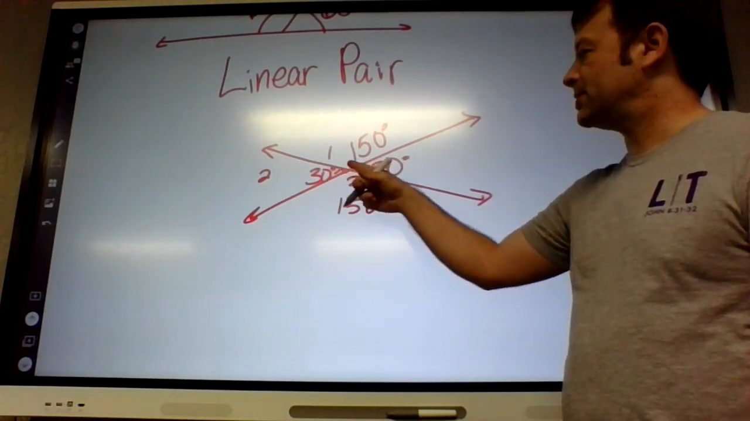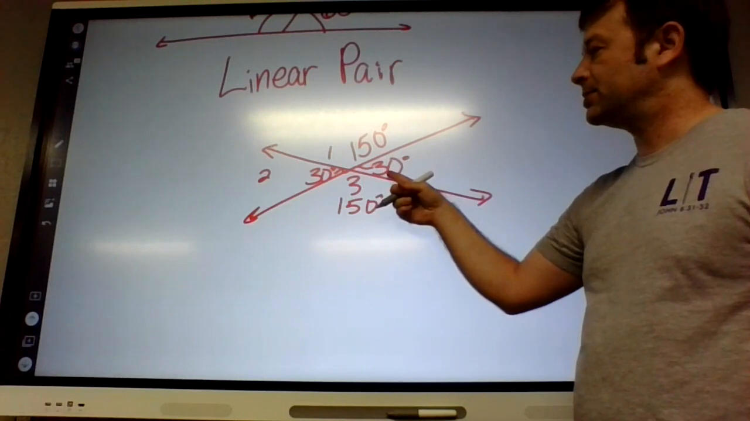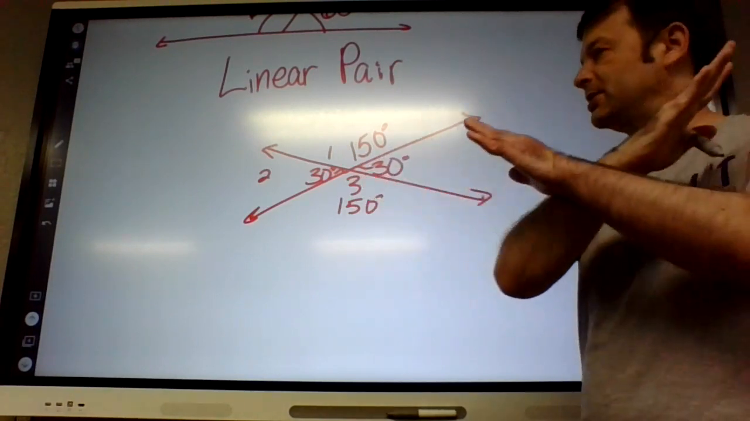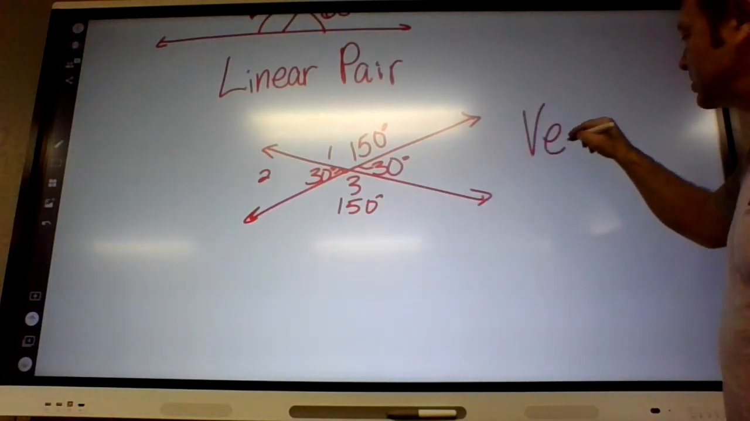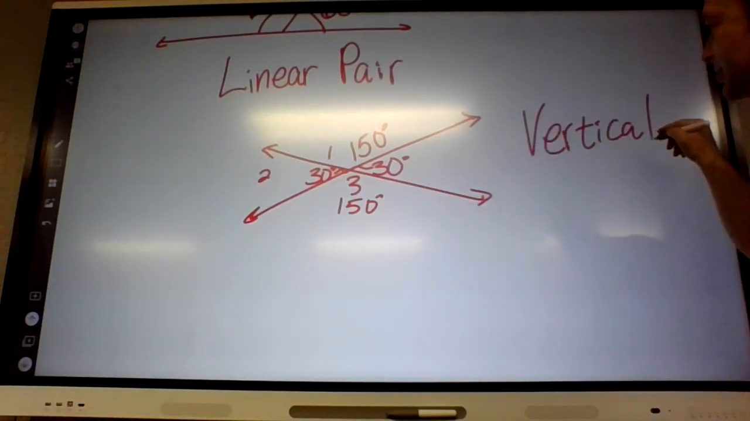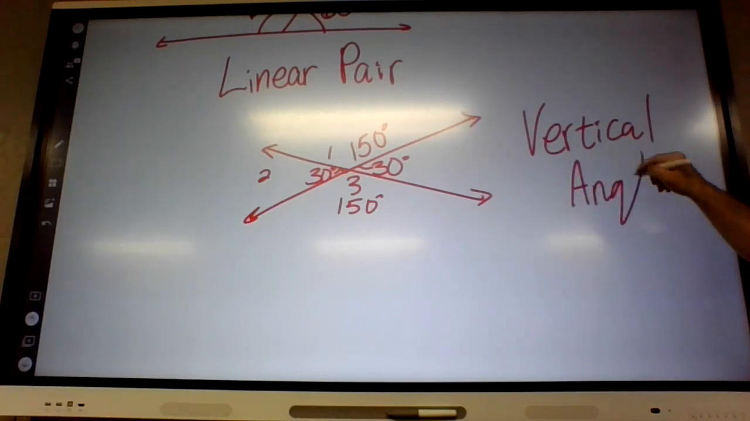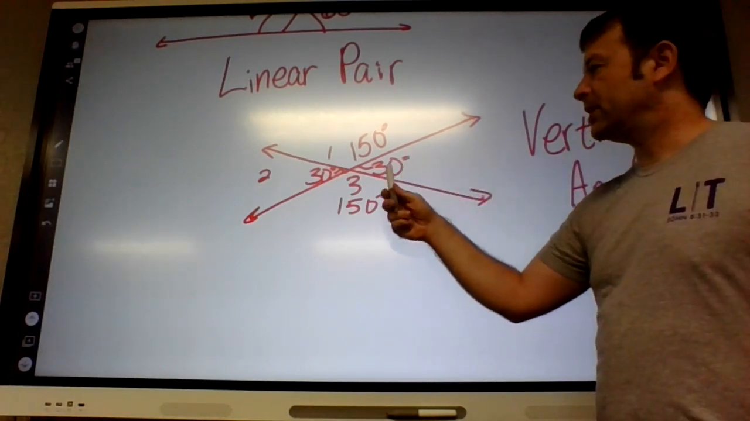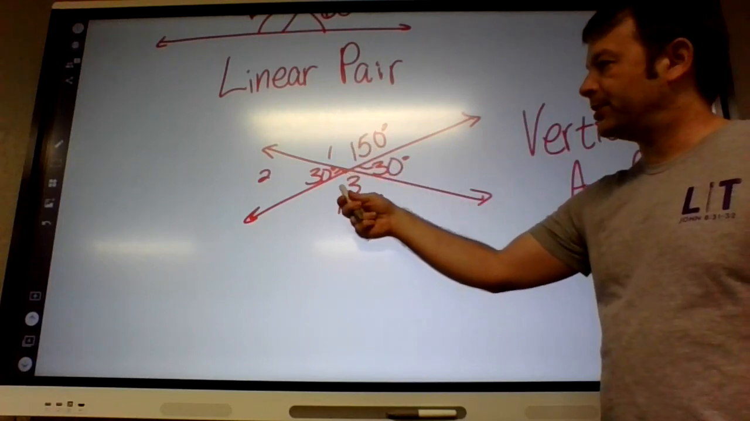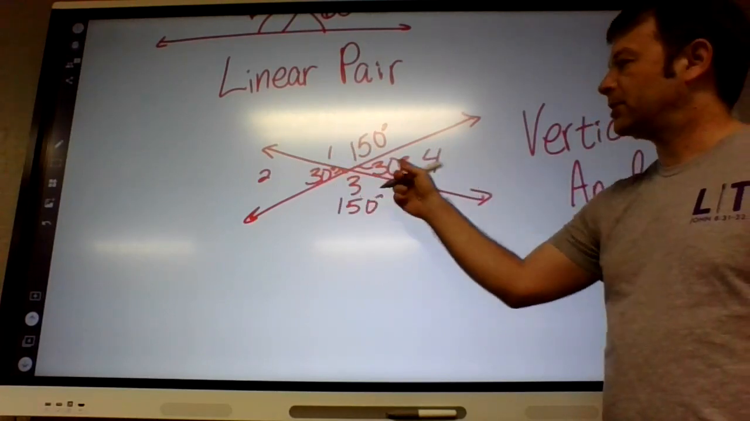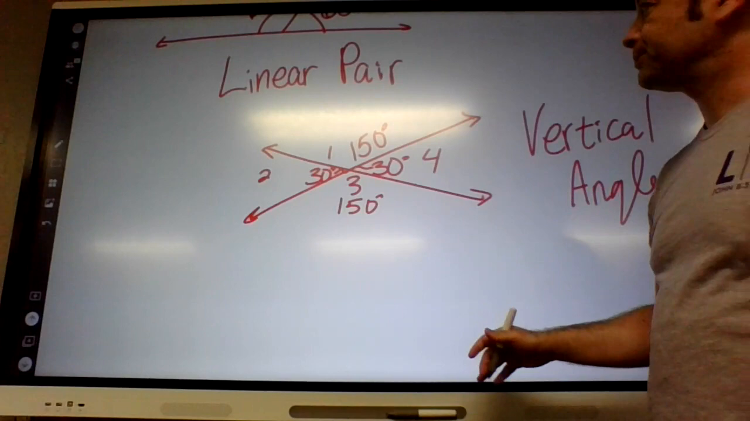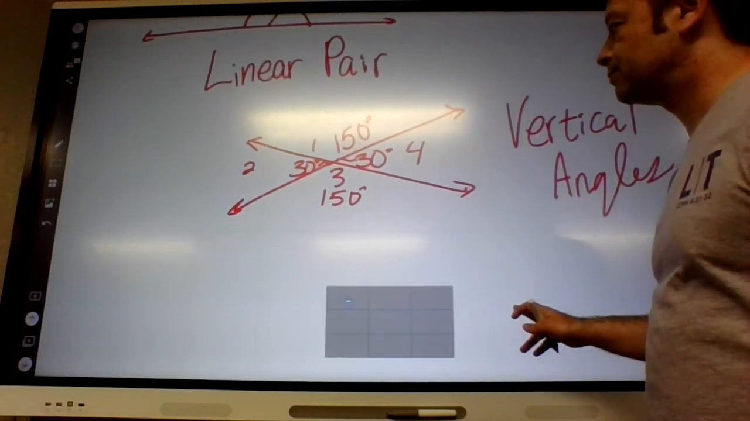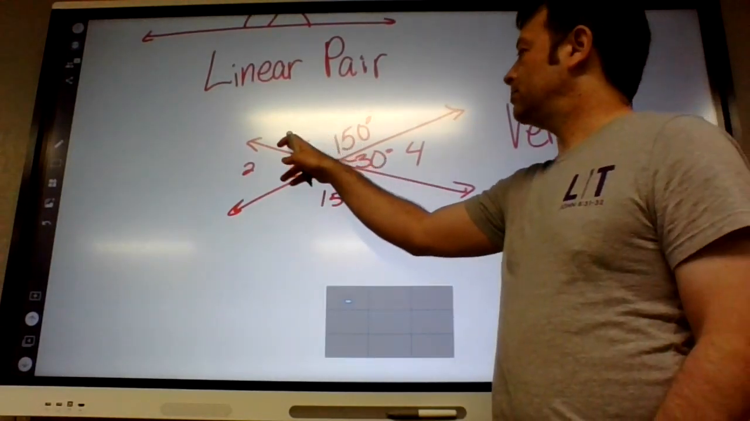So what it means is these angles opposite of each other are always going to be congruent. When lines intersect, the opposite angles are always congruent. Those angles are called vertical angles. So angle 1 is a vertical angle with angle 3. Angle 2 and angle 4 are vertical angles. And vertical angles are always congruent. That is a theorem.